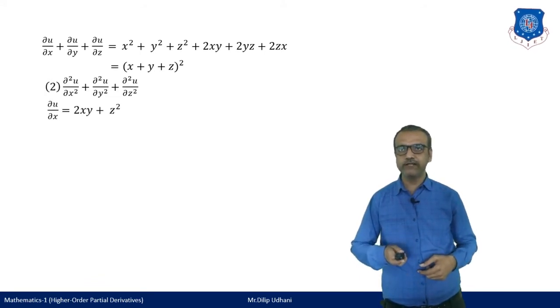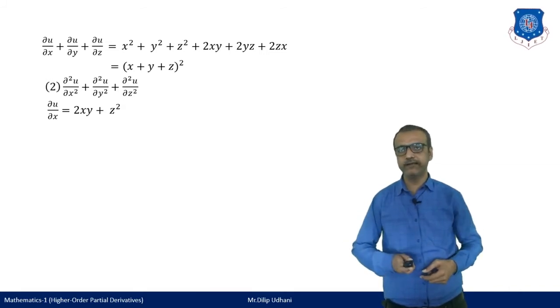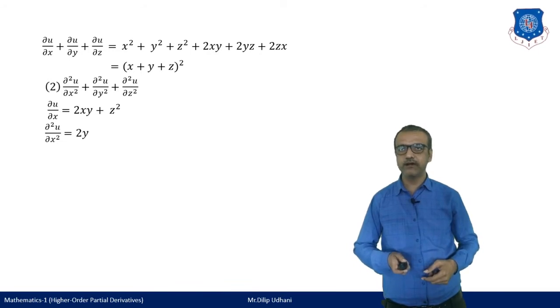To find del square u by del x square, we require del u by del x, and del u by del x is 2xy plus z square. Now we will partially differentiate this del u by del x with respect to x, keeping y and z constant. So for del square u by del x square, 2y is constant, the derivative of x is 1, and z square is a constant value, so its derivative will be 0. So we have del square u by del x square equal to 2y.